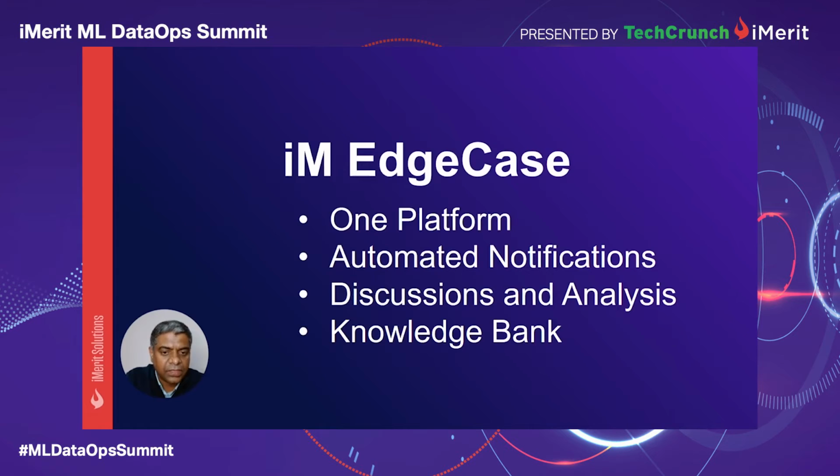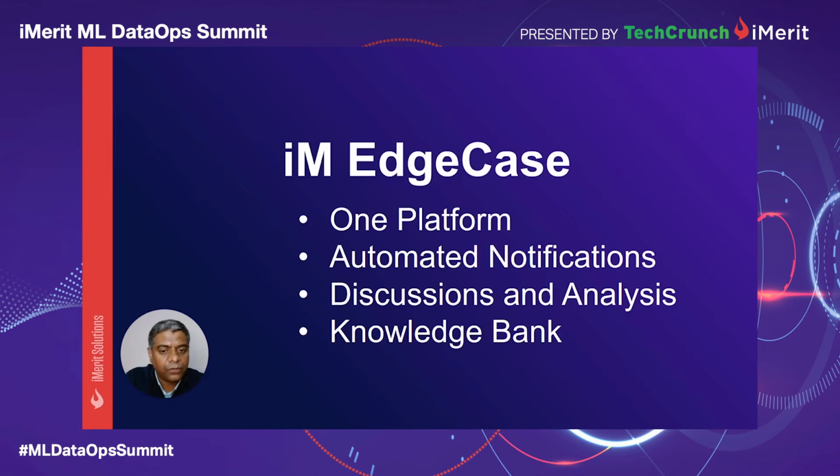iMerit's Edge Case Engine is built on the experience of our in-house experts who've been working on edge cases across various business domains. It consists of a single platform where edge cases can be reported, real-time notifications can be automatically deployed, and all the discussions and analysis can be linked and tracked within a single platform. A knowledge bank is continuously being updated with the edge cases and the solutions. This knowledge bank can be leveraged to improve the operating efficiencies of the annotators, but more importantly, provide various levels of insight back to the customer as they go about collecting data for training.